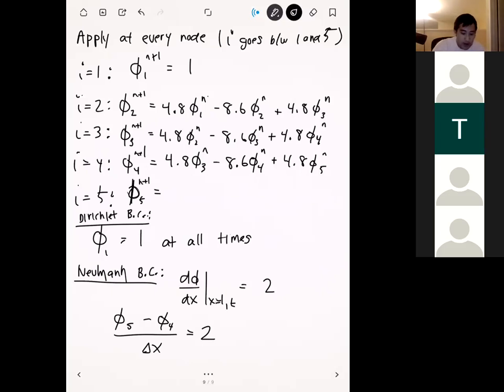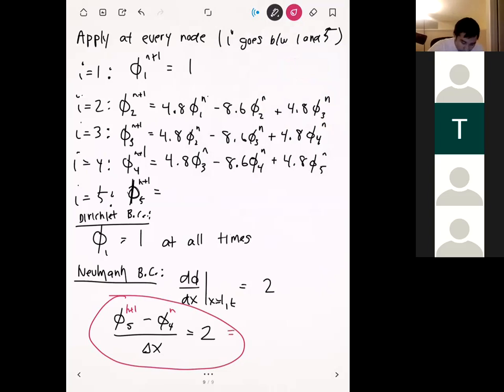And in order to get that, we're going to take this finite difference derivative, which we have on the bottom here, and then apply a time index of n plus 1 to phi 5. And then on phi 4, just so that we can form an equation for it, we're going to apply a time index of n. This is fairly arbitrary, but it's all just for the sake of getting an equation for phi 5.